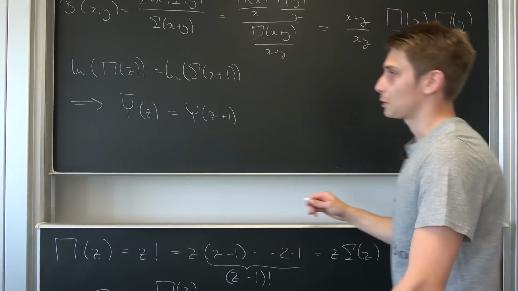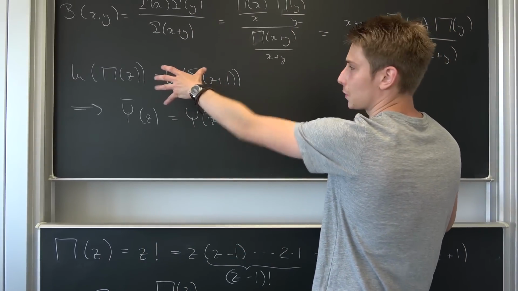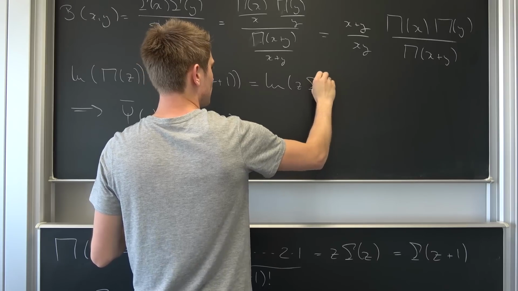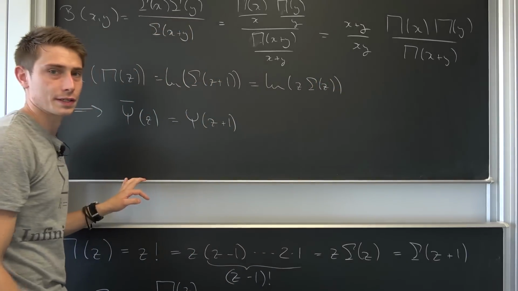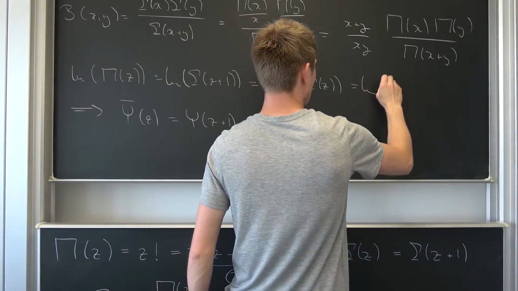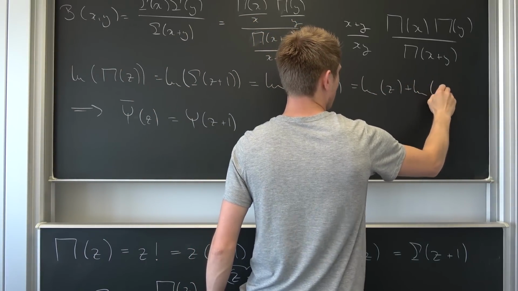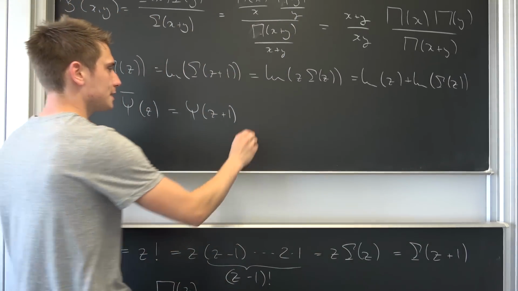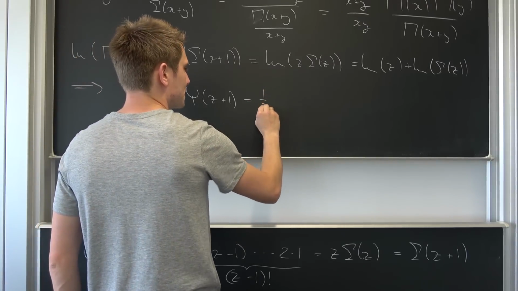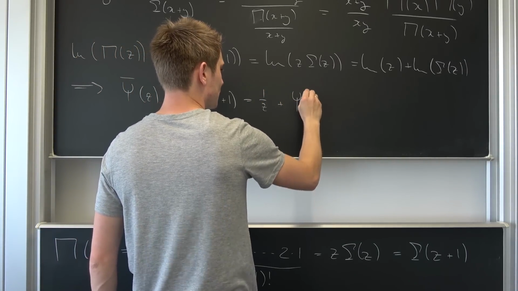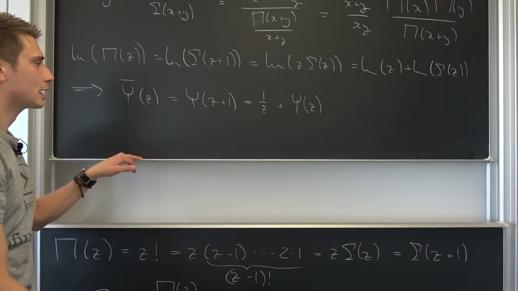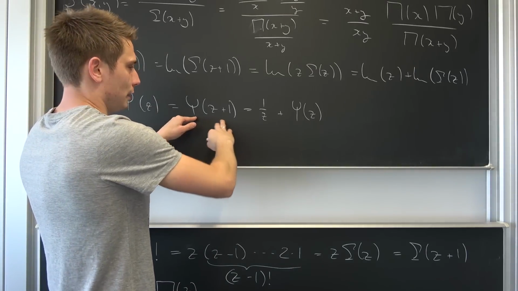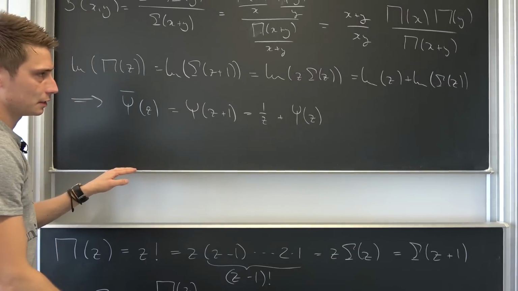Okay? But what we can also do, we can rewrite this thing right here as nothing but the natural log of z times this right here. Okay? Which is nothing but the natural log of z plus the natural log of gamma of z. And now we can simply differentiate both sides, leaving us also with, okay, 1 over z plus the digamma function of z. Okay, so this right here is basically just our digamma function of z plus 1, and we can also rewrite it like this right here.